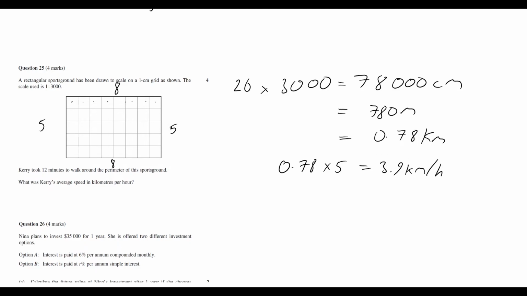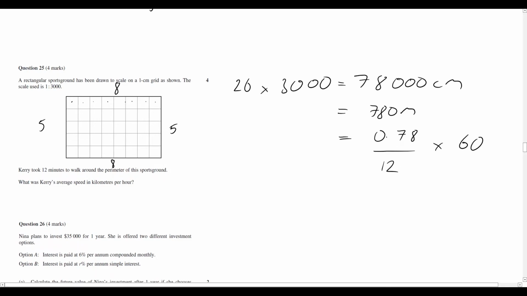The other way to approach this, if you're not comfortable just by doing that very, very quickly, is to figure out how far you go in 1 minute. So we have 0.78 in 12 minutes. So what we could do is divide that by 12, and that will give us the distance covered in 1 minute, and then we could just times that by 60, and that would give you the exact same answer of 3.9 kilometers per hour. And that's our answer to question 25.